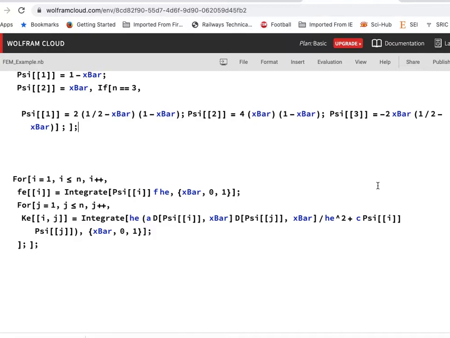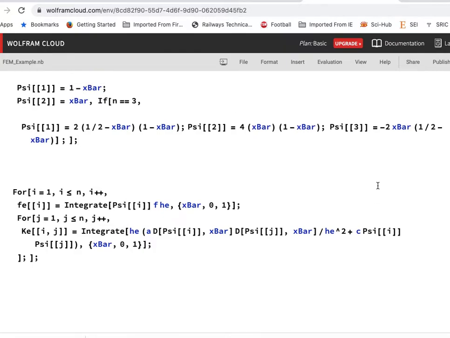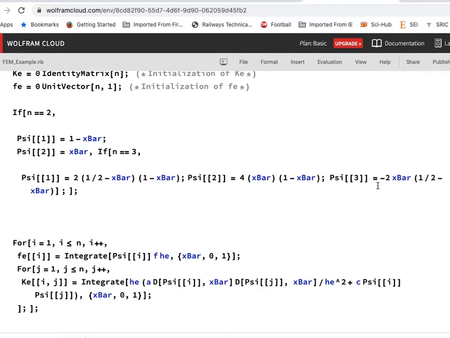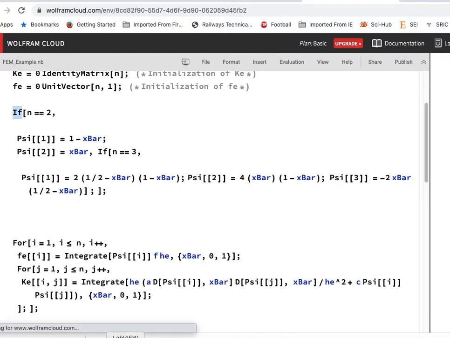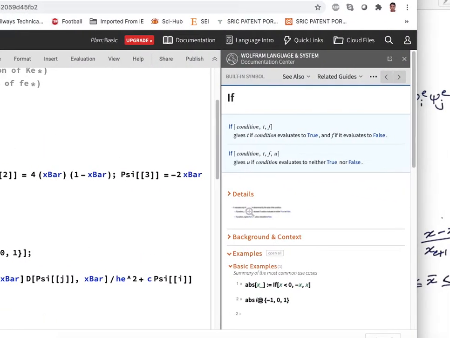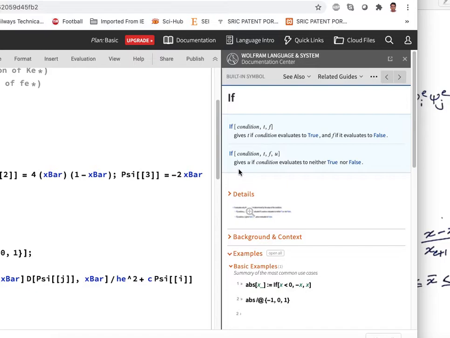Sir, under the same if condition, you define a second if. They should be separate, right? No, it's okay. See, how the if statement works in Mathematica is like this. If you don't know, you just select the function f1 and it is going to give you the syntax for the if function. So first you state the condition, then you state what happens if it is true, and what happens if it is false.